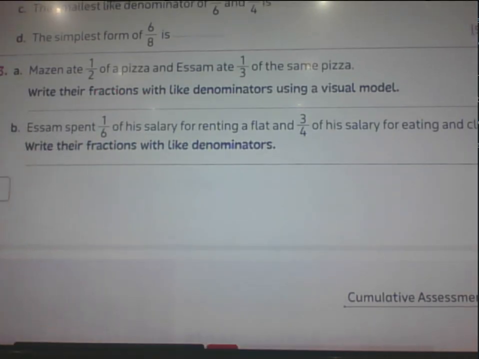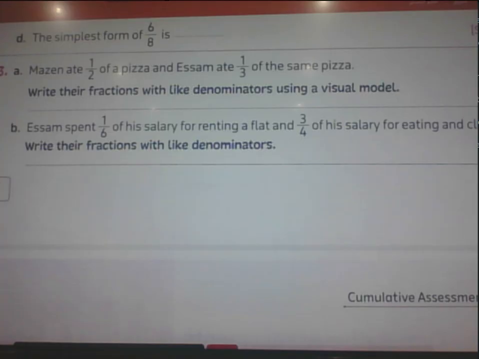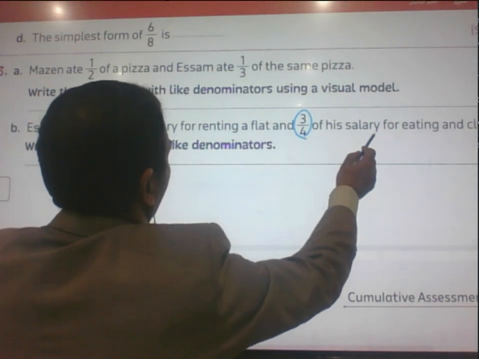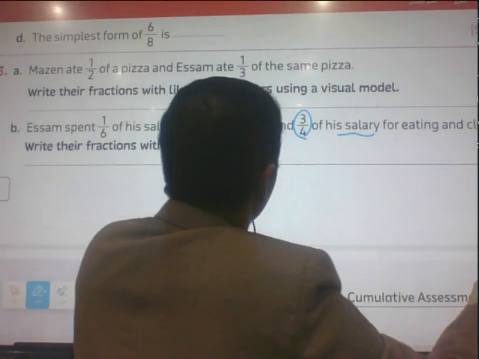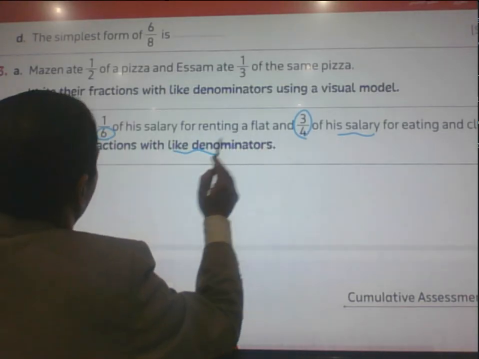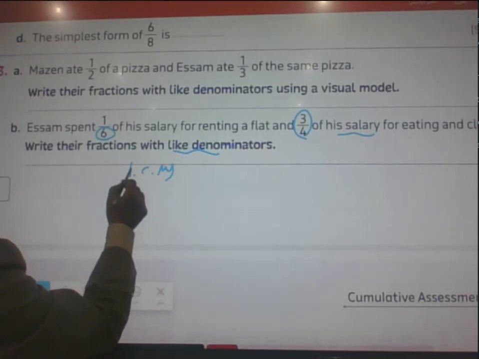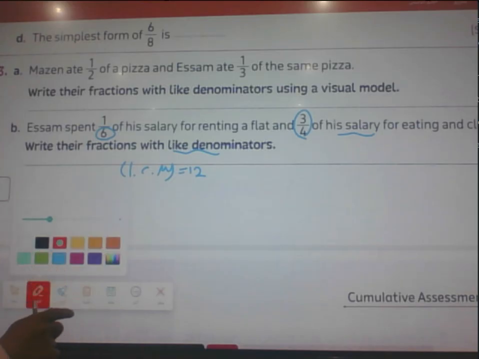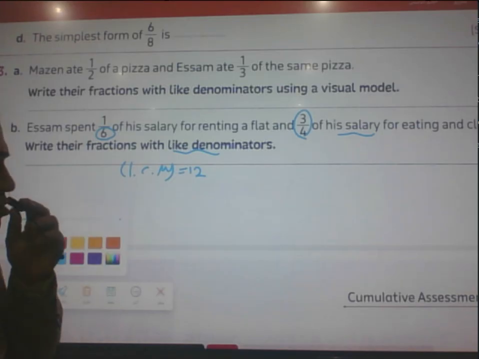Letter B. A son spent 1/6 of his salary for renting and 3/4 of his salary for eating and clothing. Rewrite the fractions with a like denominator. We have 6 and 4. The least common multiple between the two denominators here equals 12, because 12 can be divided by 6 and by 4. 12 is the least common multiple.